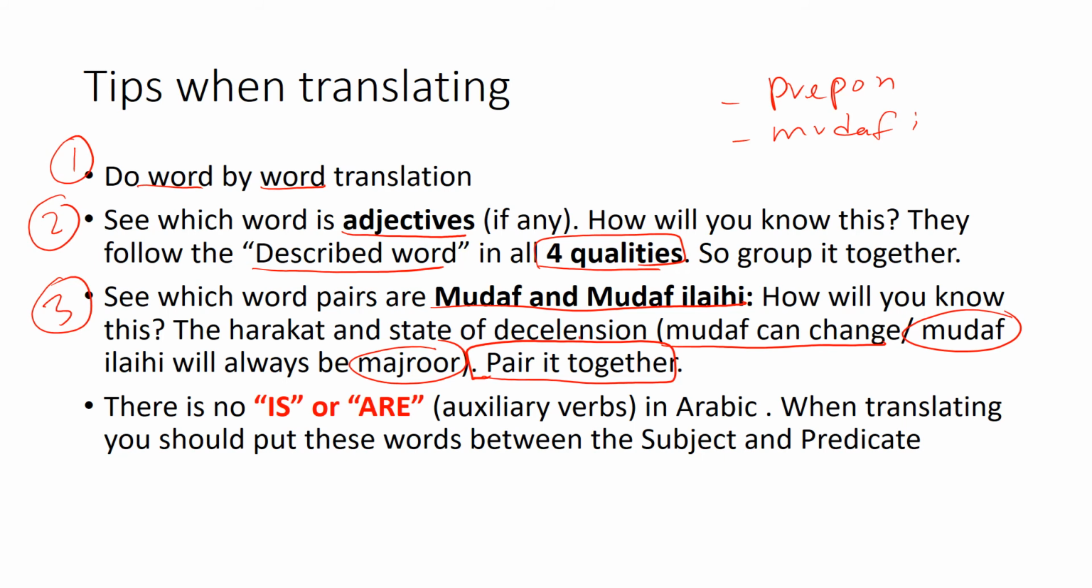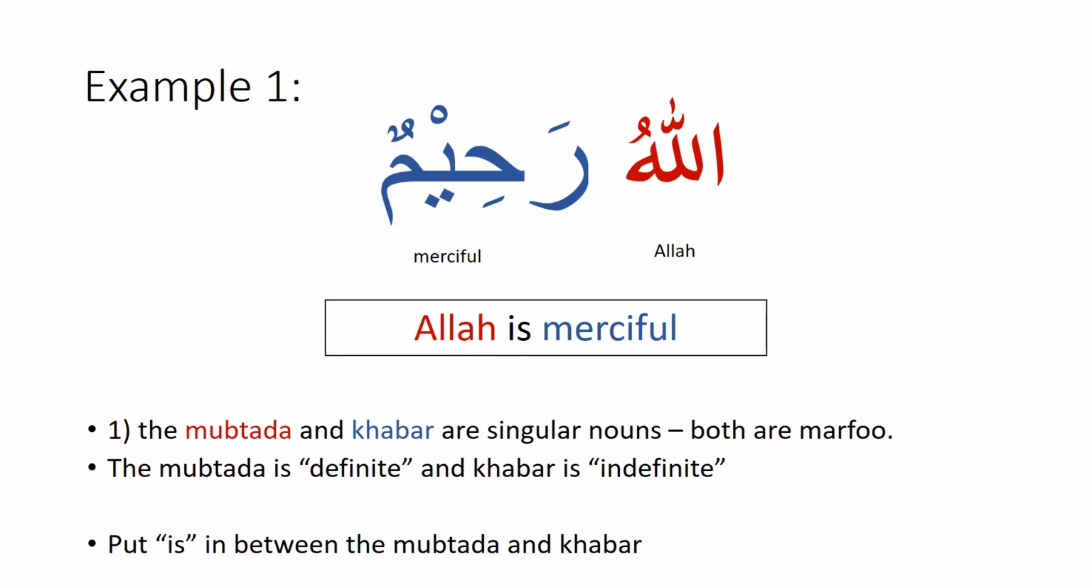translate it together, and the translation would be of. Yes, of. Or you would put an apostrophe s: Allah's mercy, help of Allah, or Allah's help, or Allah's mercy. It's denoting connection or position. And you must remember that there is no is or are in English, which are auxiliary verbs. You need to put these between the subject and the predicate. And that's why it's so important to know what is the subject, what is the predicate, what words are adjectives.